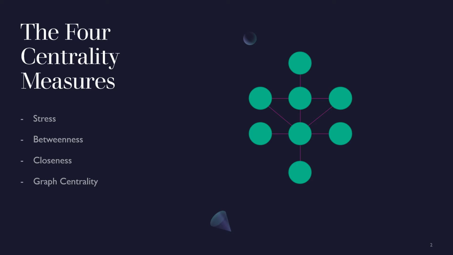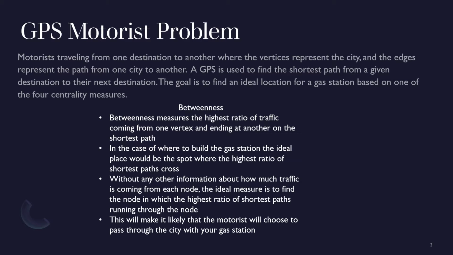This project is going to focus mainly on the 4 different centrality measures of stress, betweenness, closeness, and graph centrality. The first part of this project that we're looking at has to do with motorists and using their GPS to find the shortest path from one city to another.